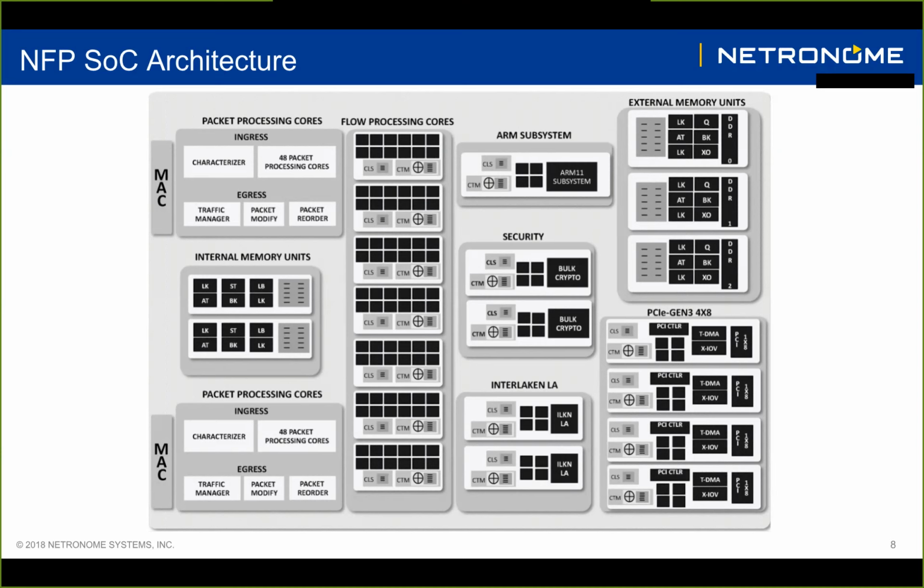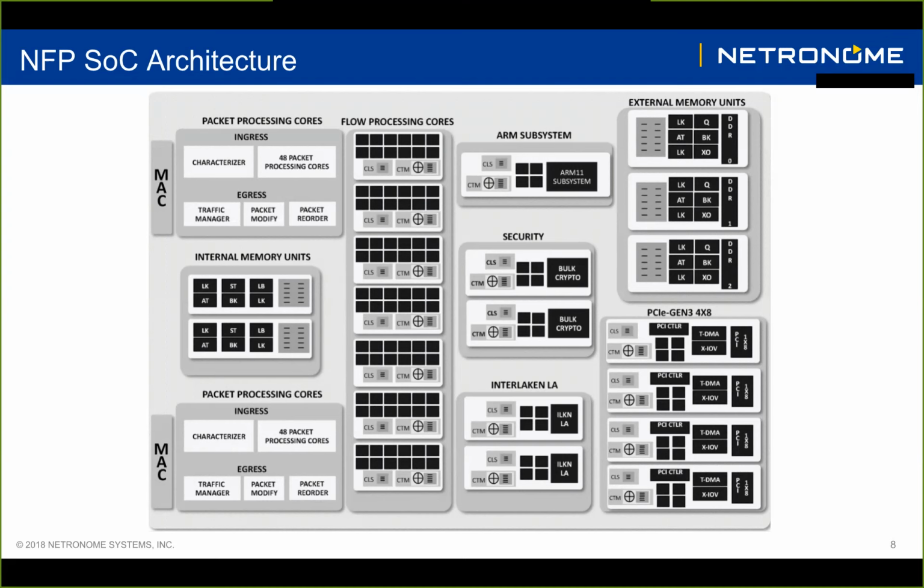And then in the middle, the long block is flow processing cores. This is where the little RISC cores are. This is really the heart of the chip, and all the advanced processing happens in those cores. The flow processing cores are optimized for network processing. They have special instructions, and this is generally where we do the heavy lifting and all the advanced processing of the packets.